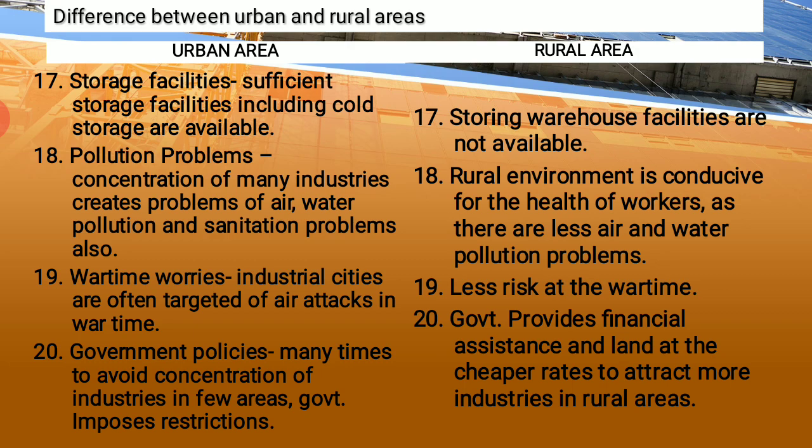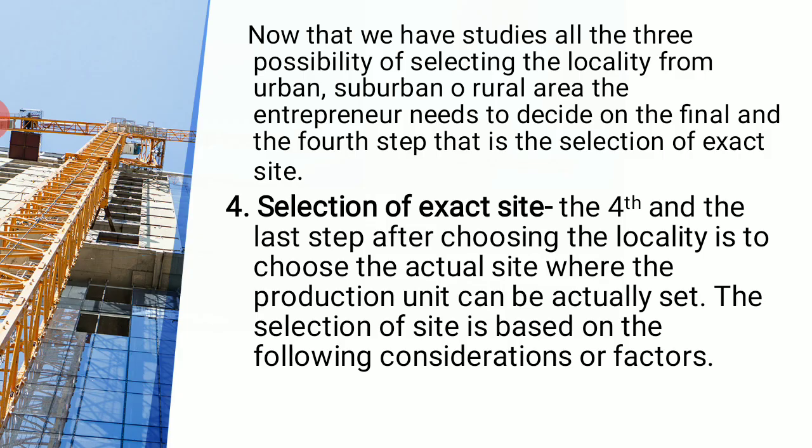Here we end up with the basic difference between the urban and the rural. As far as the points are concerned, we have learnt as many as 20 points of difference. Now that we have studied all the three possibilities of selecting the locality from urban, suburban or rural, the entrepreneur needs to decide on the final, and that is the fourth stage that we are approaching, is said to be selection of the exact site.